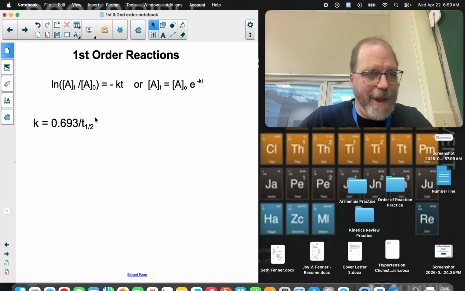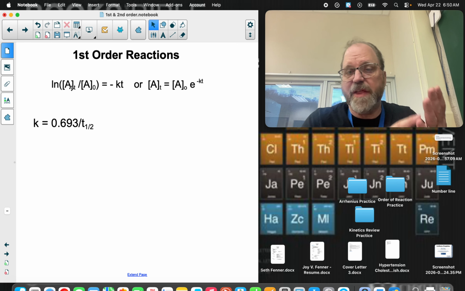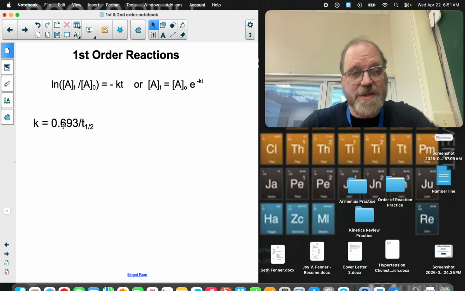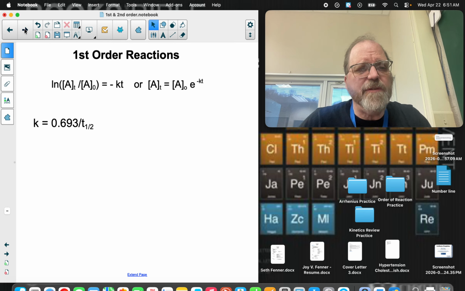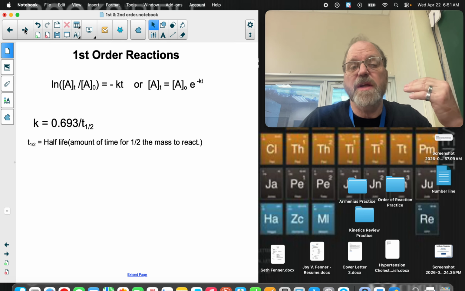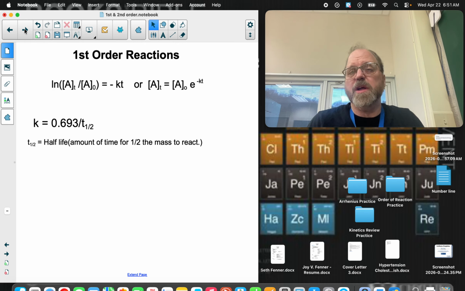Now, to find k, we take the value 0.693 over t1/2. And just so you know where this number comes from, if you take on your calculator the natural log of 0.5, that's half, you'll get 0.693. t1/2 is the half-life, the amount of time it takes for half of a reactive substance to react. Now, let's take a look at a problem.